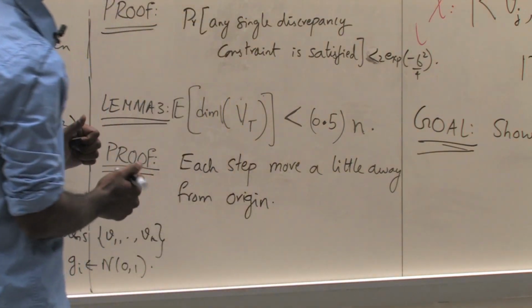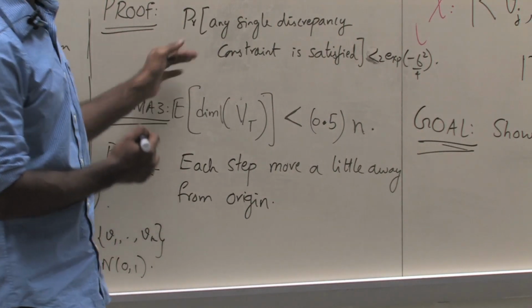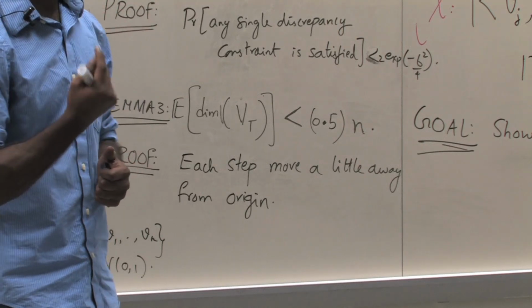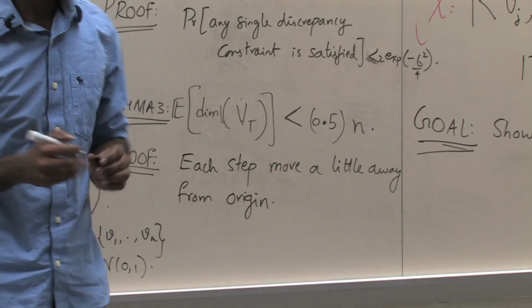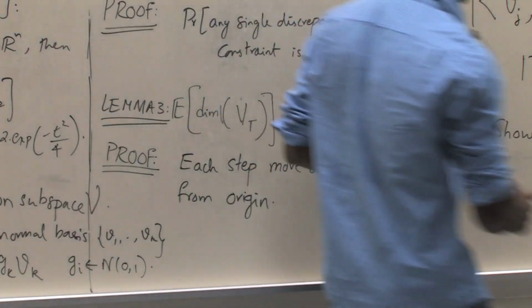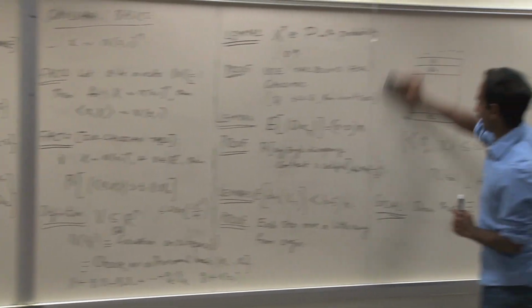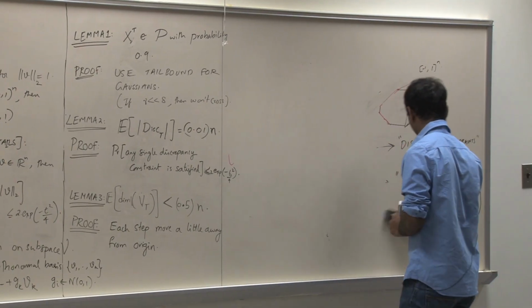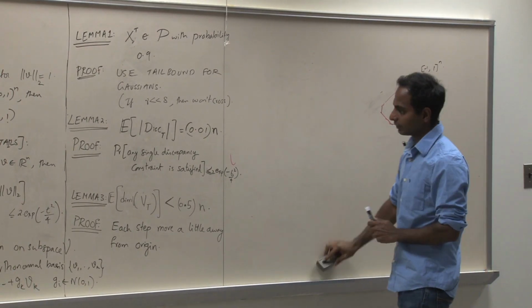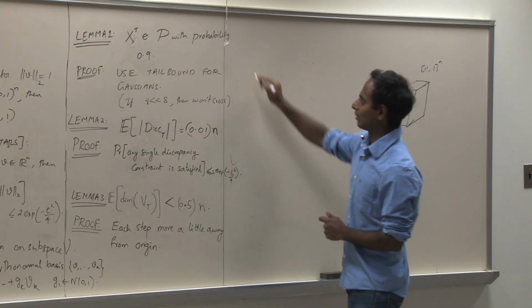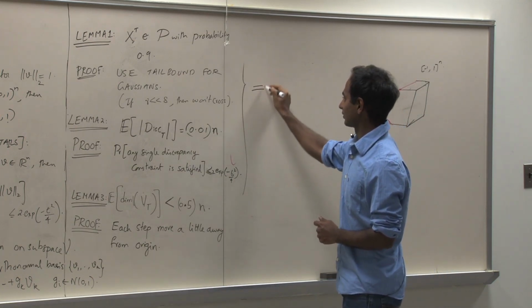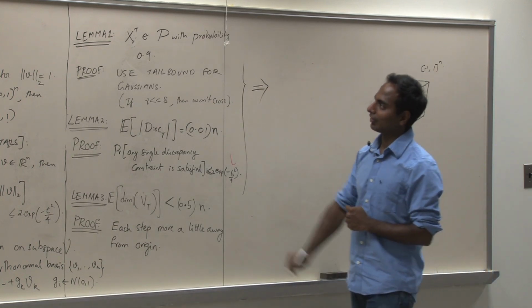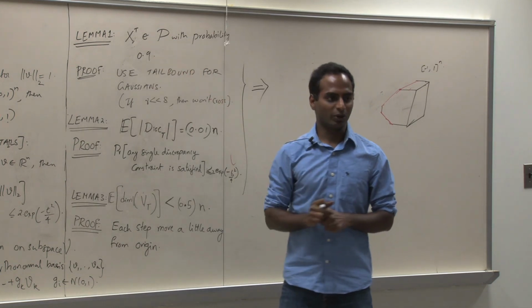And here again, we crucially use the spherical symmetry of the Gaussian distribution. The fact that it does not pick out any single direction is important for us here. All right, so we are basically done. So what happens if I combine all of these lemmas? Okay, so I get that my final vertex is in the polytope with probability 0.9.